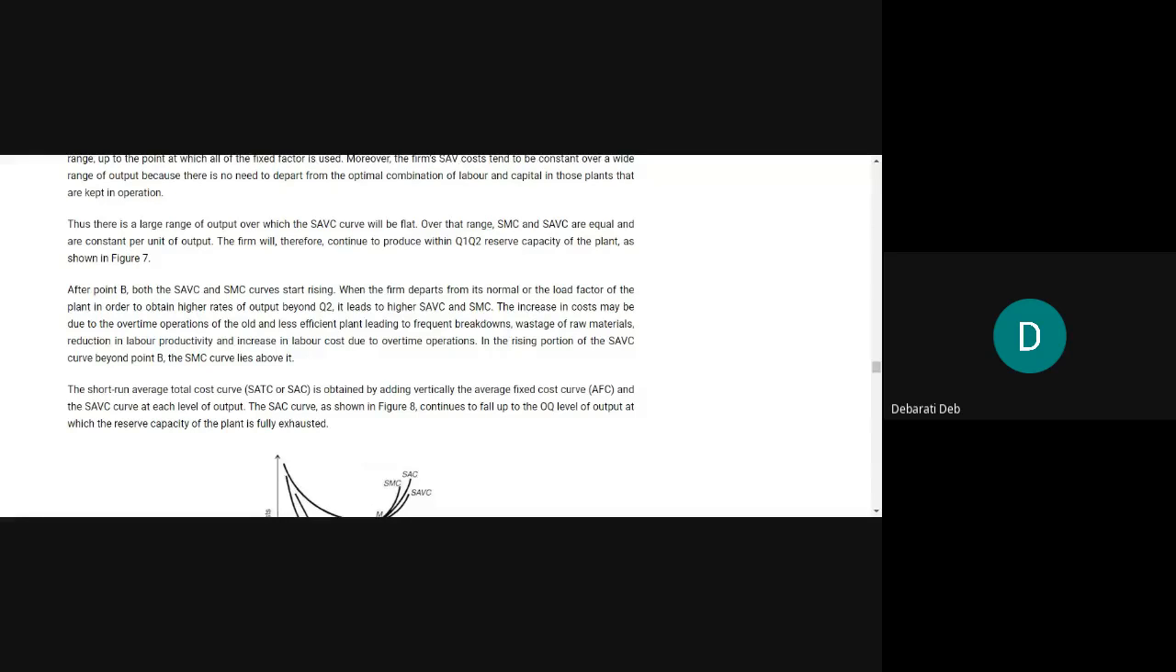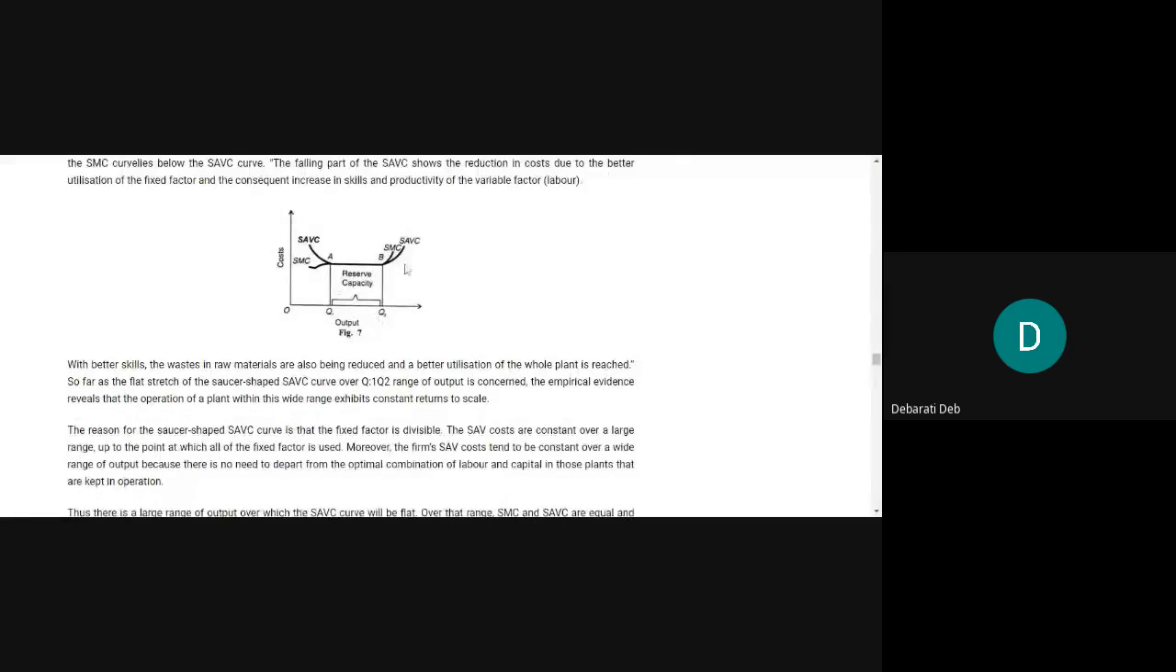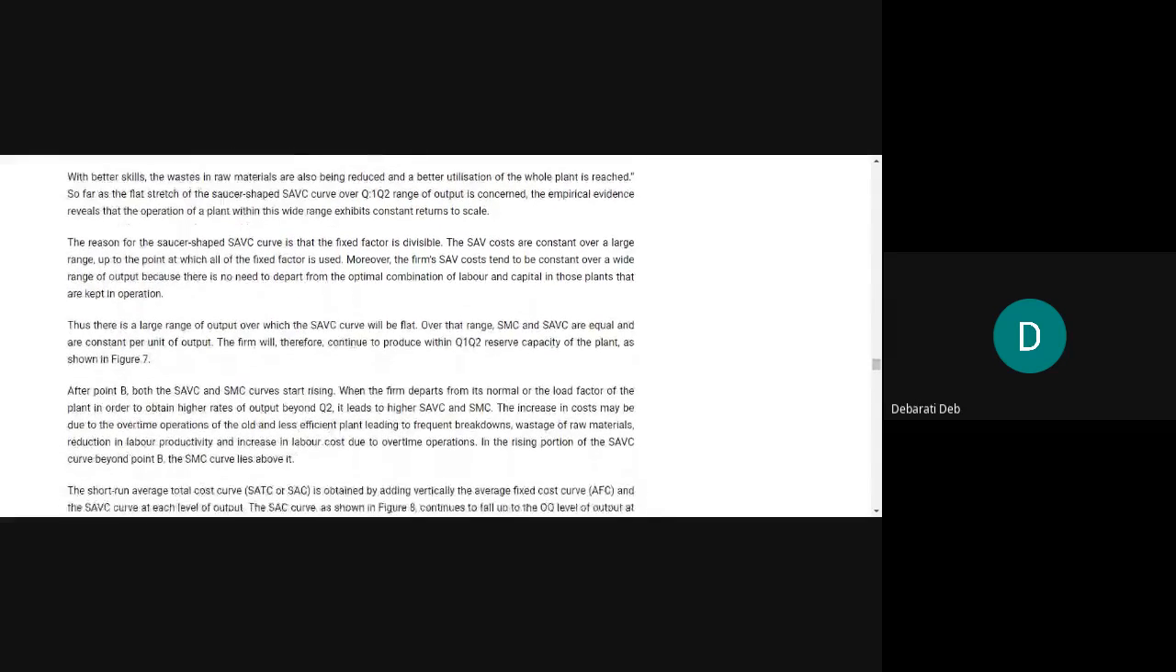Now, for a very long time, the farm will stay within that range, and if the farm tries to move from that normal position and desires to obtain higher rates of output which is beyond Q2, then that point of time will lead the farm towards higher SAVC and SMC. So you see in the diagram, after point B, both this SMC and SAVC are increasing. Isn't it? Both of them are increasing. Till point A, both of the curves were decreasing. Now after point B, both the curves are increasing.